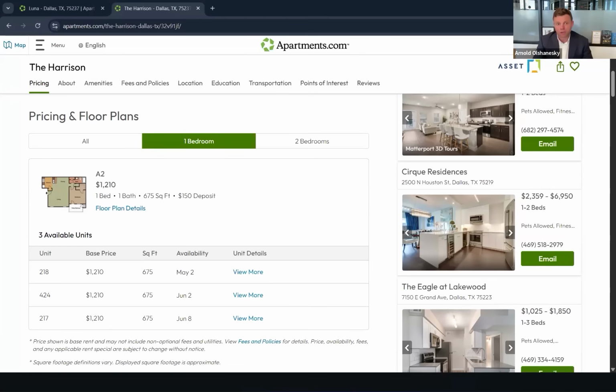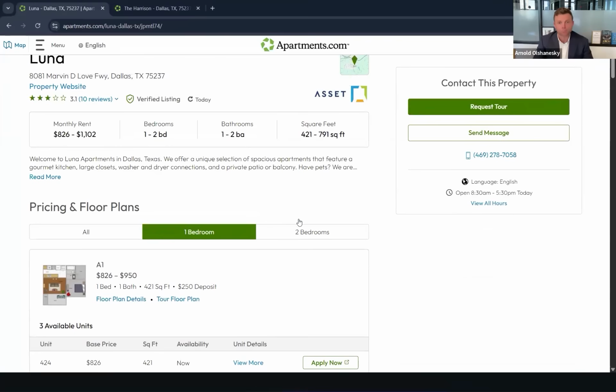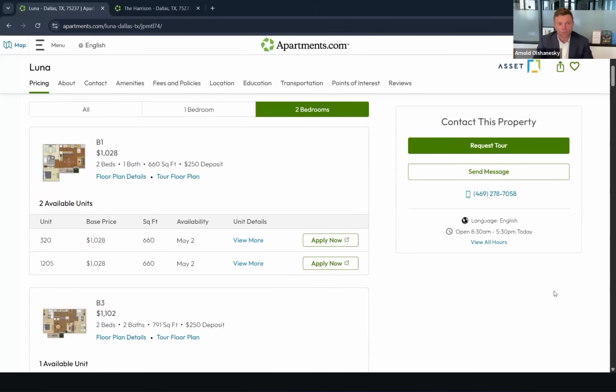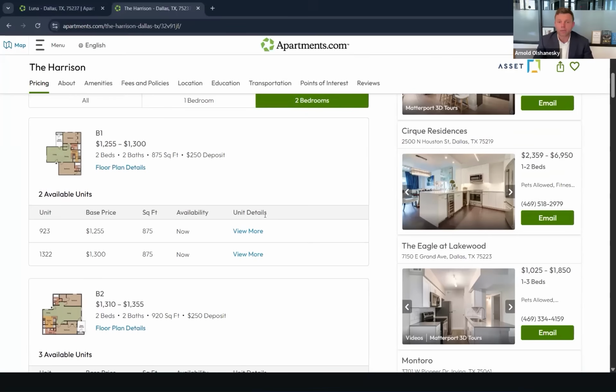And you could do the same thing. As you can see, the unit mix here is really one bedrooms and two bedrooms. Then you could click on the two bedrooms. Joe, go ahead and click on the two bedrooms. You could look, 875 square feet, and they're charging about, on average, $1,275 for each unit. Now, let's jump to the Luna. We click the two bedrooms over here, and we see that they're charging a little less. Square footage, I believe, Joe, was that about the same? 660? Okay, it's a little smaller. So it shows that our two bedrooms are going to be comparable.